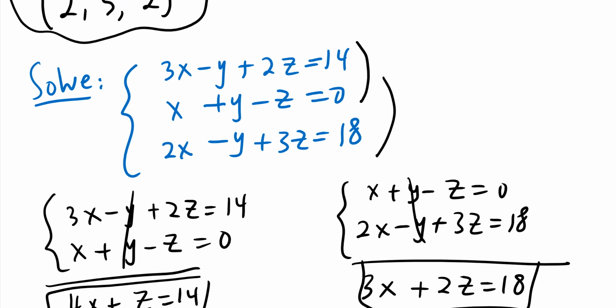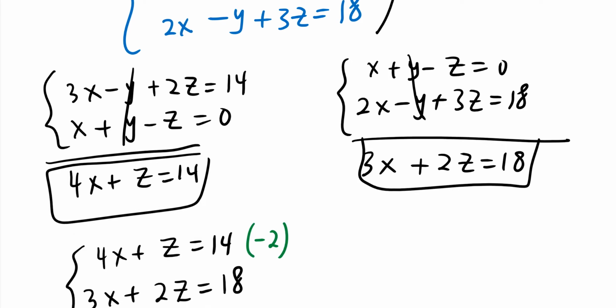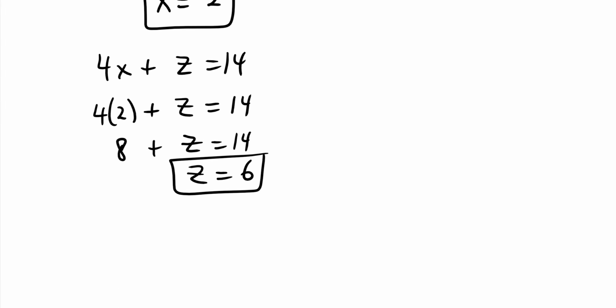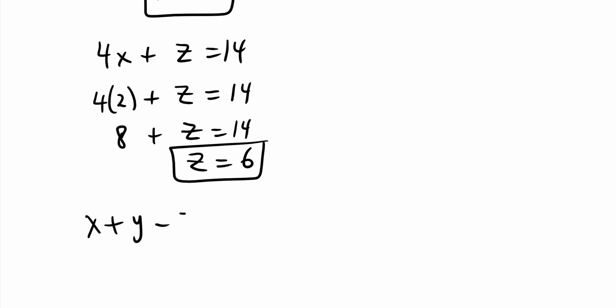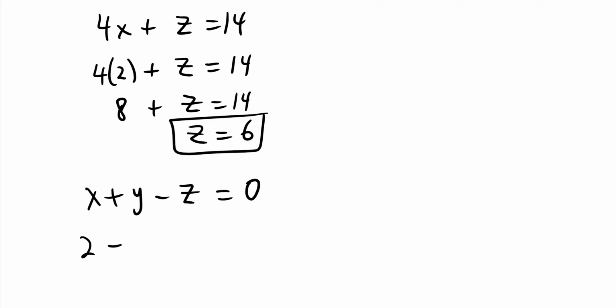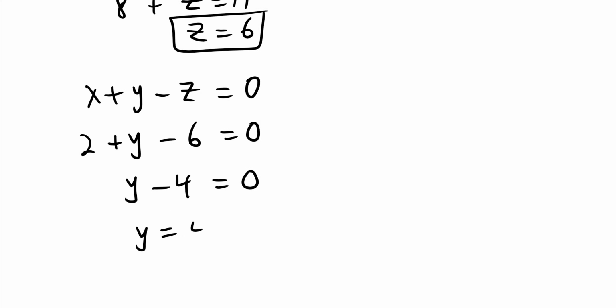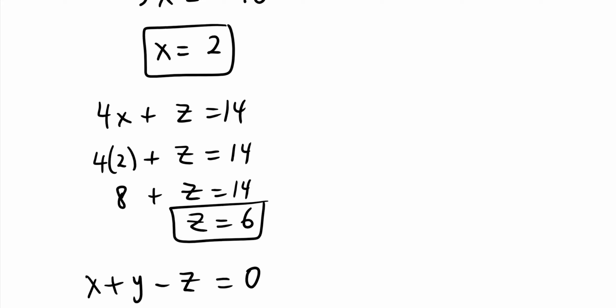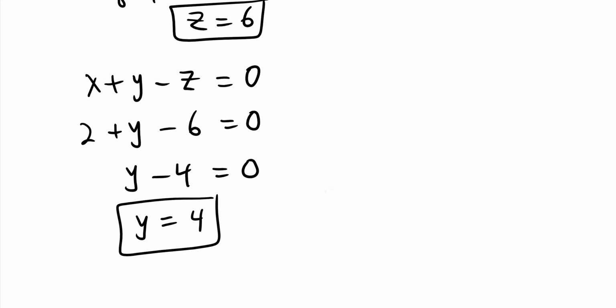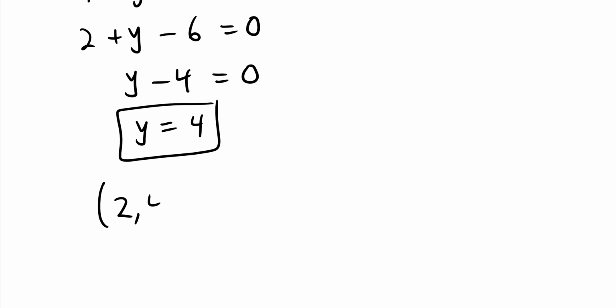Also, let's say I maybe want to use the second equation. X plus y minus z is 0. You will get the same answers no matter which equation you choose. So x is 2. I don't know what the y is, but z is 6. We get 2 plus y minus 6 equals 0, so y minus 4 equals 0. So y is 4. So I was able to solve for x, y, and z. 2, 4, and 6.